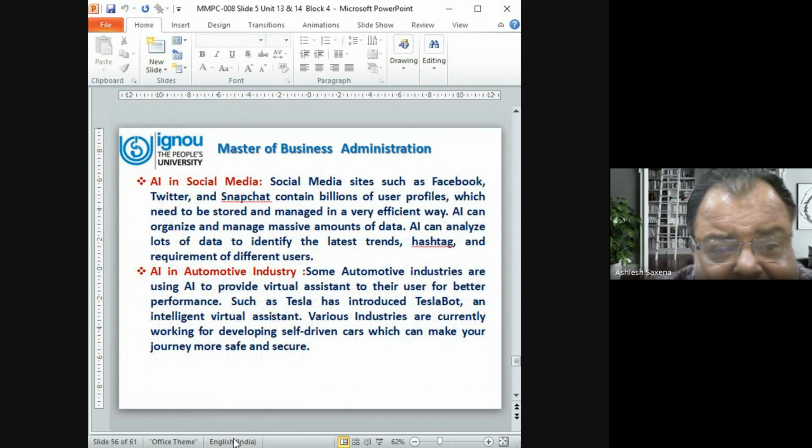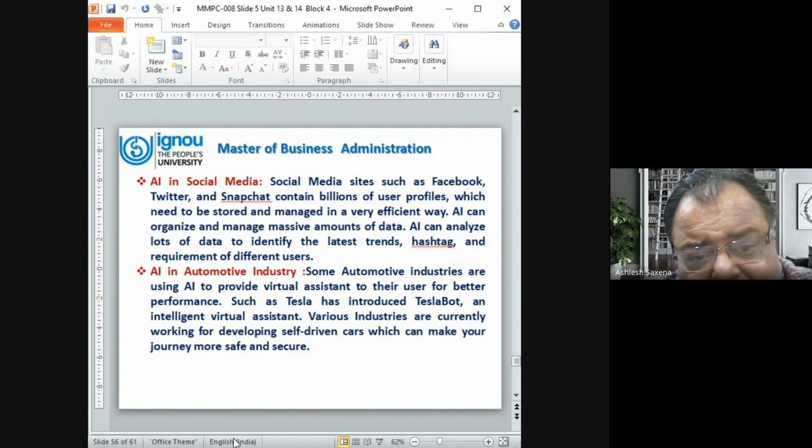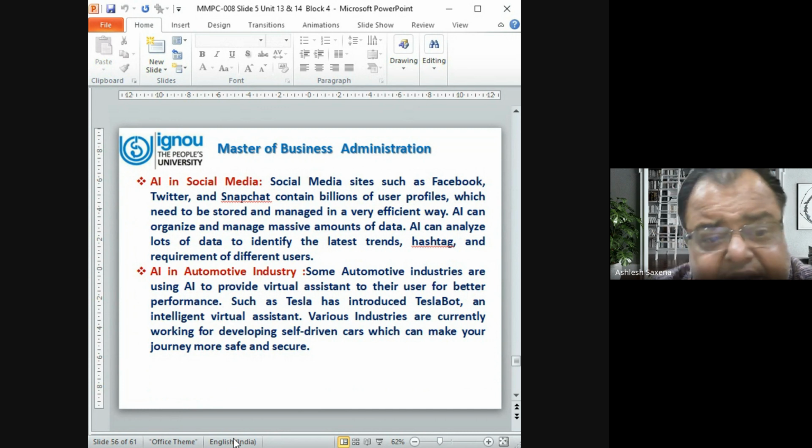Artificial intelligence in social media. Social media sites such as Facebook, Twitter, and Snapchat contain billions of user profiles, which need to be stored and managed in a very efficient way. Artificial intelligence can organize and manage massive amounts of data. It can analyze lots of data to identify the latest trends, hashtags, and requirements of different users.